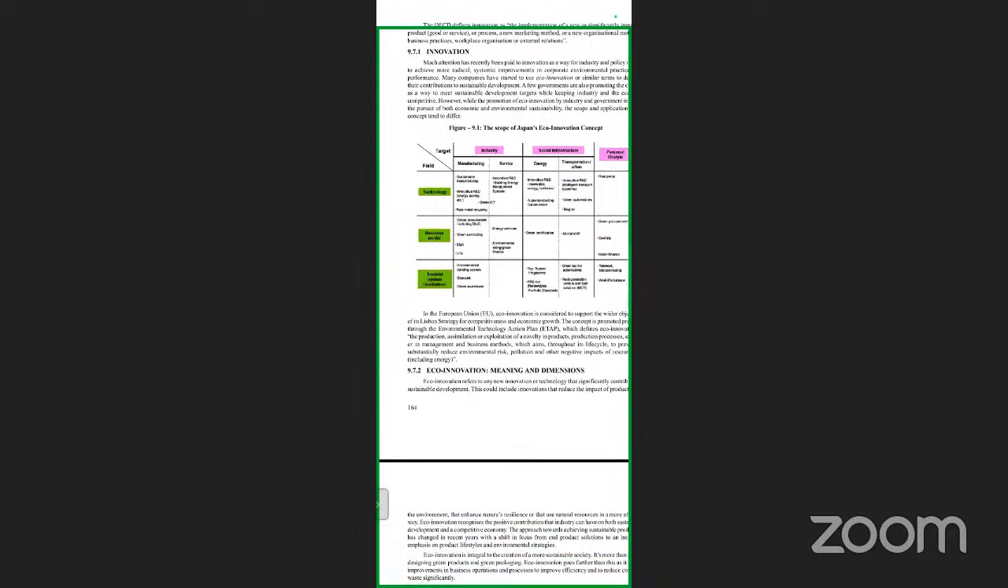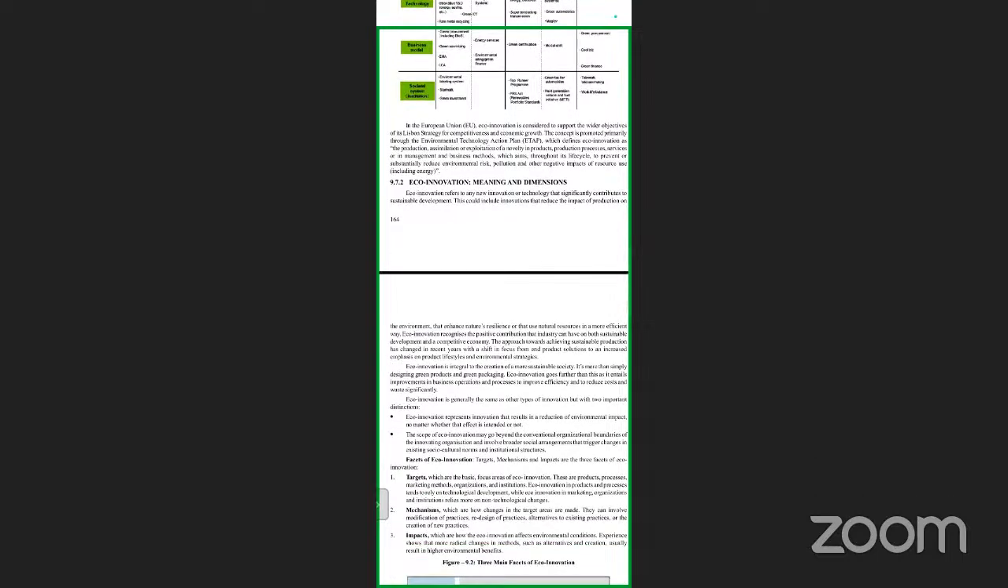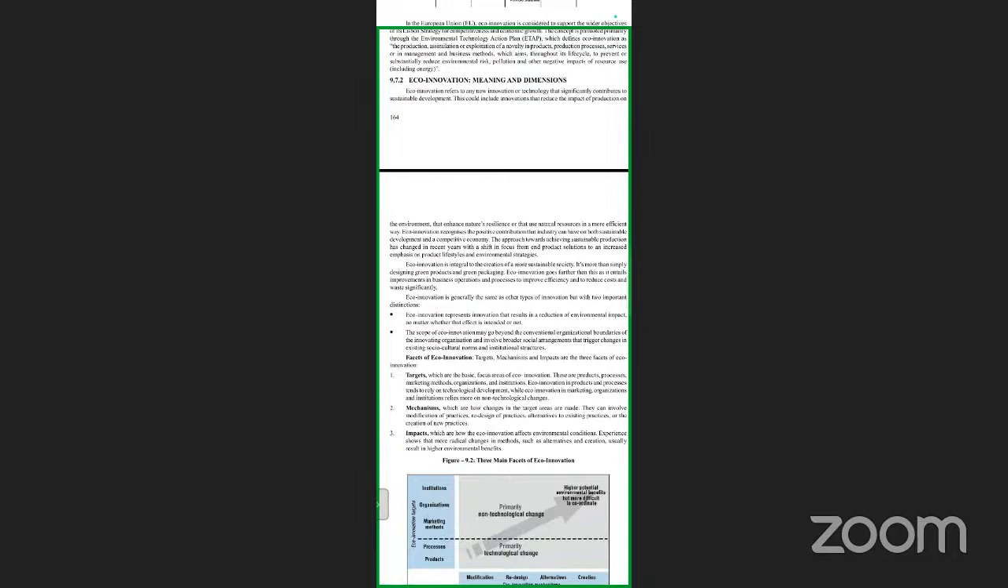In the European Union, eco innovation is considered to support the wider objectives of its Lisbon strategy, that is the environmental technology action plan. And eco innovation, its meaning and dimension. Mostly, eco innovation refers to any new innovation or technology that significantly contributes to sustainable development. This could include innovations that reduce the impact of production on the environment, which in turn enhances resilience, or that use natural resources in a more efficient way.